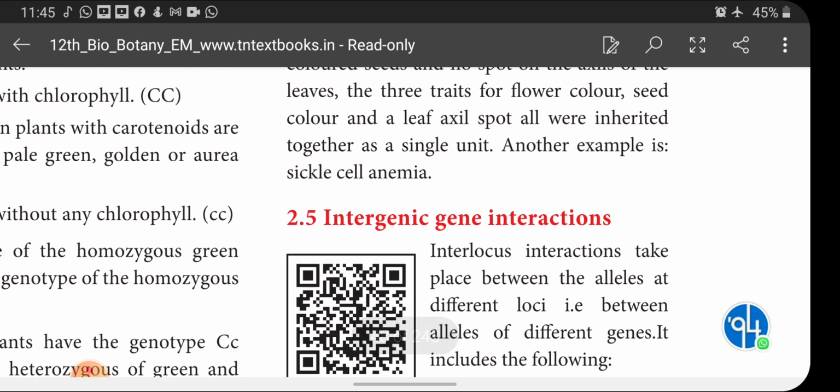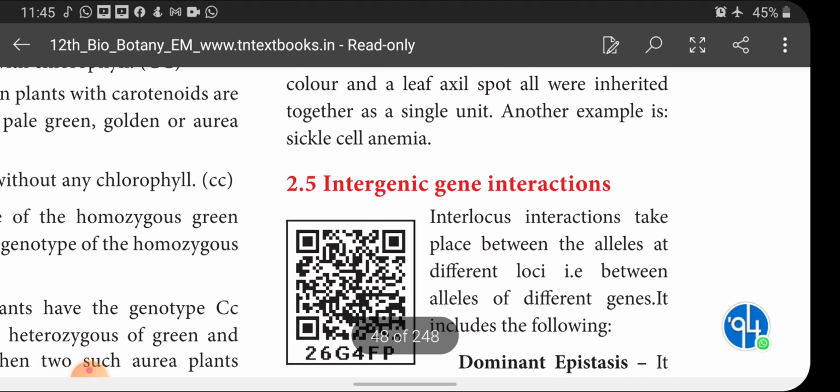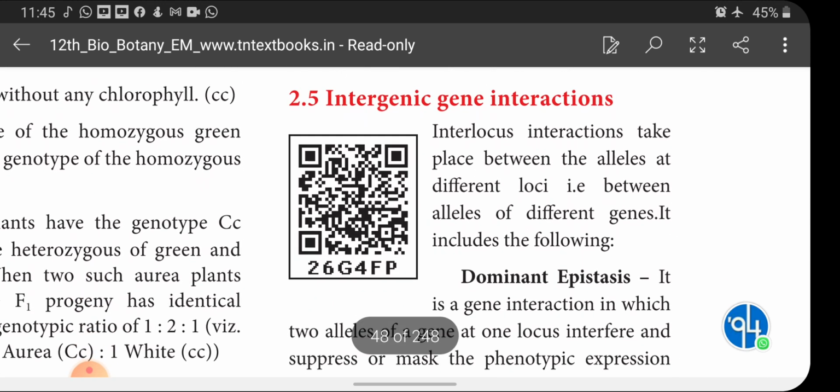So here, children, you will get this as a 2-mark or 3-mark question: What is pleiotropy and what is a pleiotropic gene? Give an example. It is a 2-mark or 3-mark question you will get. Bracket it. It is important also.